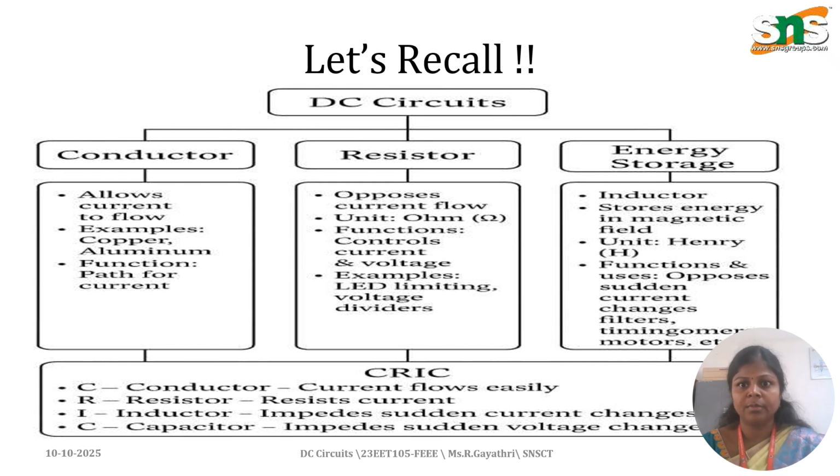For example, the resistor is used in the voltage division rule and amplifier circuits. In all open loop and closed loop circuits, the resistor component is used. Coming to the energy storage devices, the inductor and capacitor are used. The inductor stores energy in a magnetic field, whereas the capacitor stores energy in an electric field. In turn, the DC circuits are represented as CRIC, where C represents conductor, R resistor, I inductor and C capacitor.